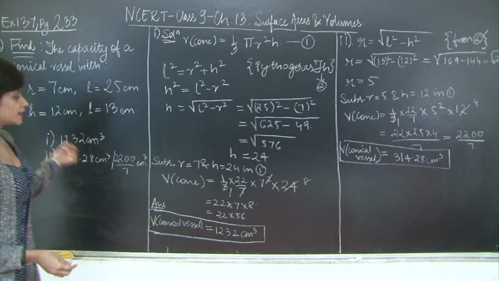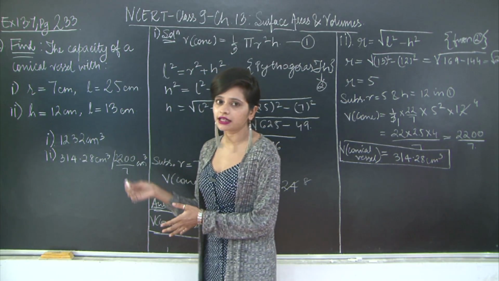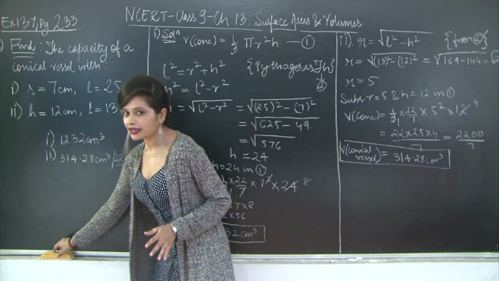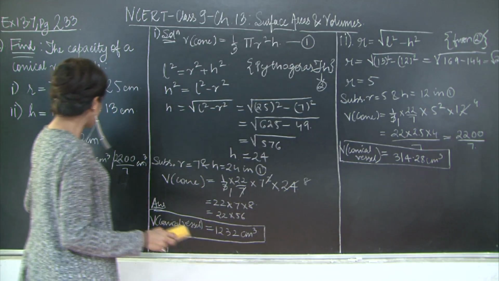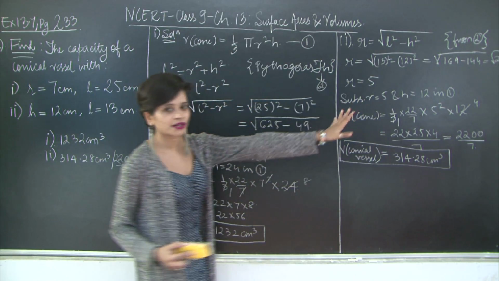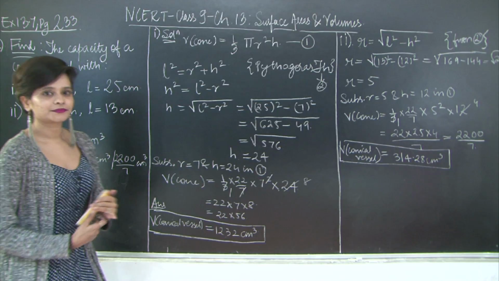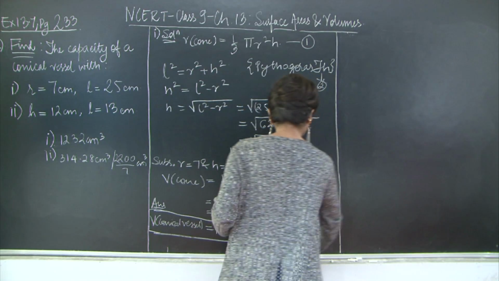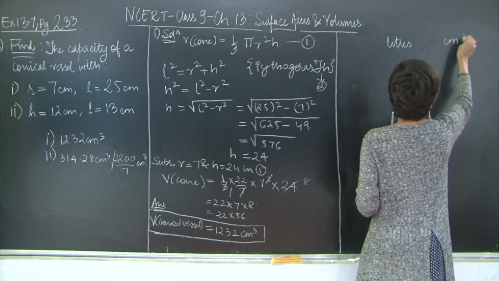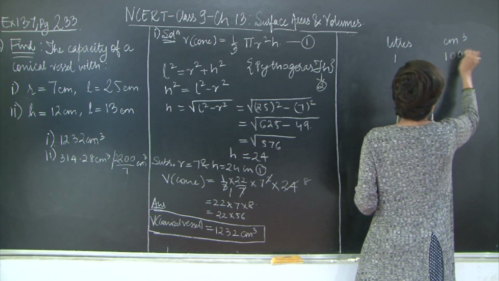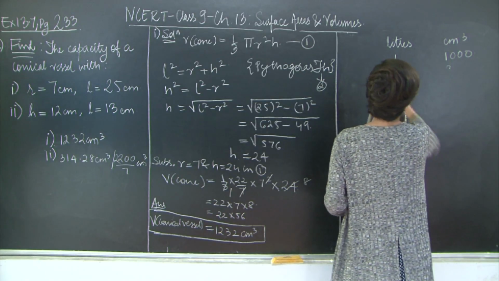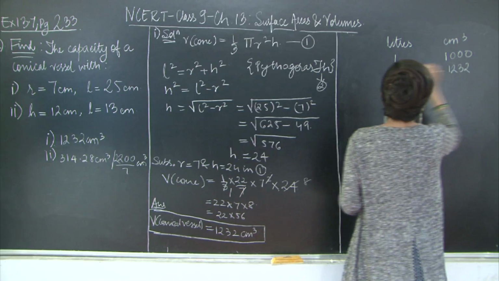We need to convert this into liters. I haven't really mentioned this over here that we have to find the solution in liters, but it's mentioned in your textbooks. So we are going to use the formula that 1 liter is equal to 1000 cubic centimeters and convert these values into liters. So I suggest you take a look at this question because I'm going to erase it. So I'll say liters and centimeter cubes. 1 liter is equal to 1000 centimeter cubes. So the first question, 1232 centimeter cubes is going to be how many liters?